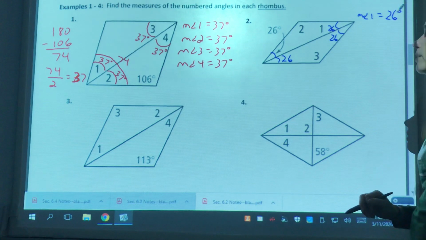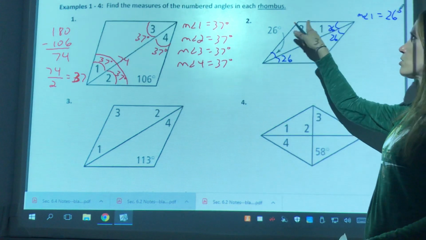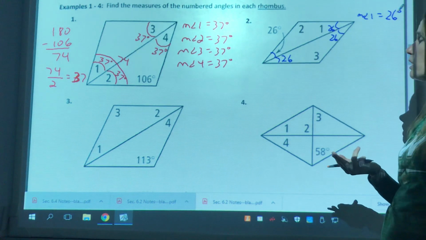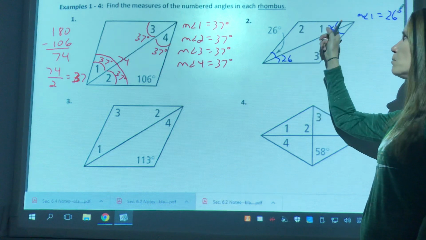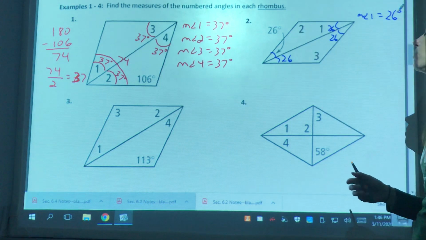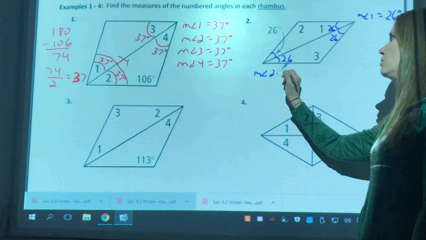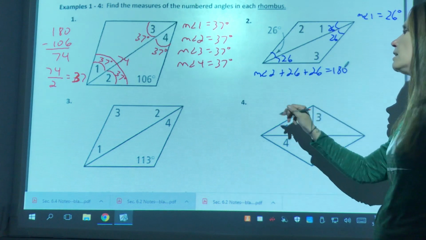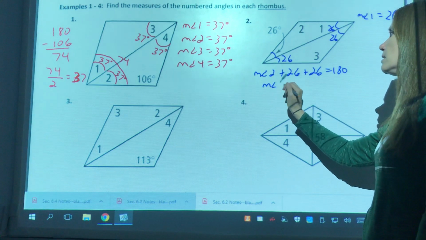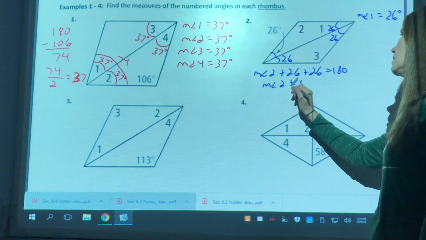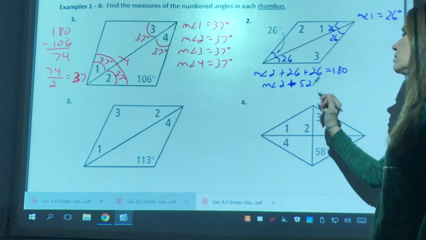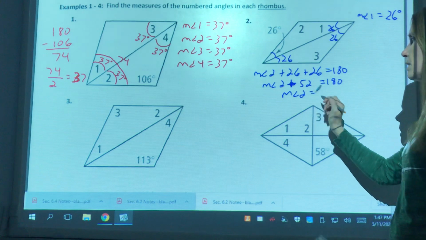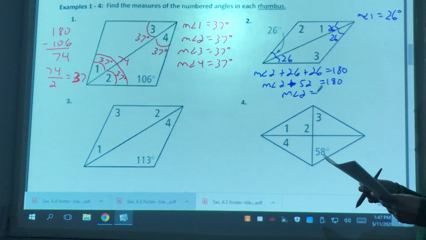Okay, now I can see that this is a triangle, and those 3 angles have to add up to 180, and I know 2 of the angles. So I can use that triangle angle sum theorem to add these up and subtract 180 to get angle 2. So I can say measure of angle 2 plus 26 plus 26 is equal to 180, plus 52. So measure of angle 2 plus 52 is equal to 180. And when I solve for measure of angle 2, then I get 128.